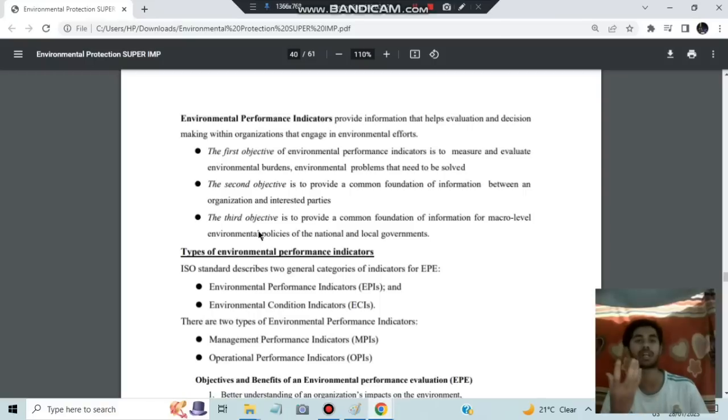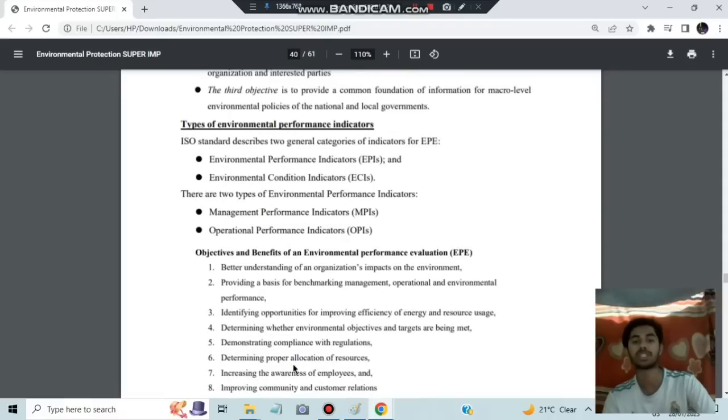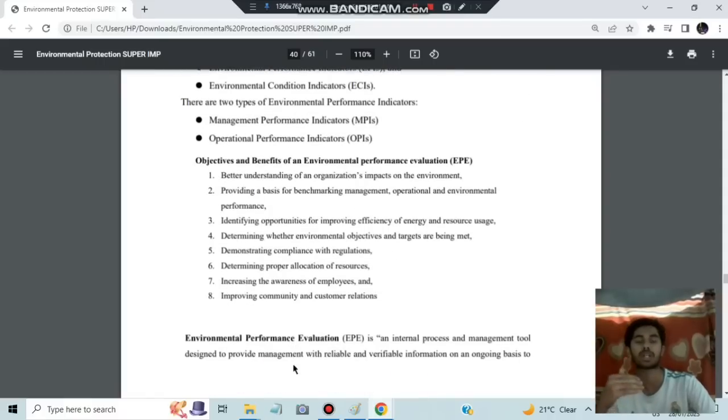Okay, basically you are getting awareness of what is happening in the environment, and there are different indicators: environmental performance indicator, condition indicator, management performance indicator, operational performance indicator. By using these indicators, we will be actually trying to evaluate how much the environment has become good. Okay. So EPE is repeated here as well in this module.